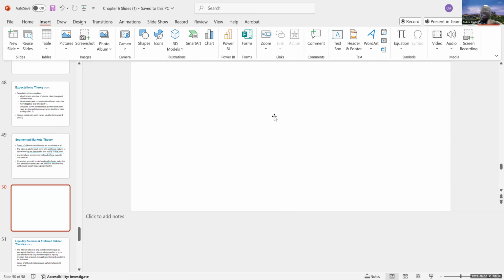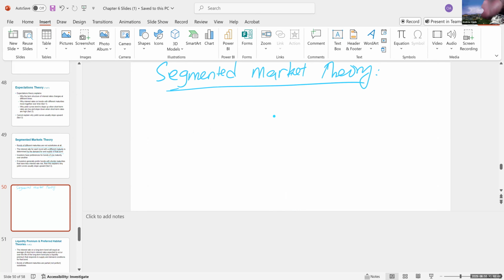So even though the segmented market theory is telling us that investors always prefer a bond of one maturity over another, they are going to argue that for the most part, investors are typically risk averse.